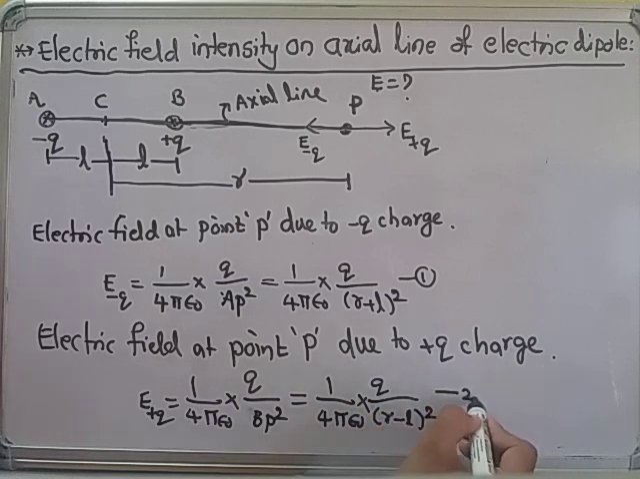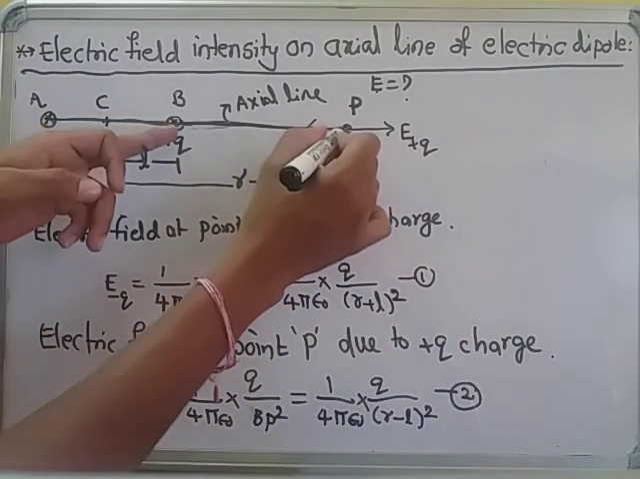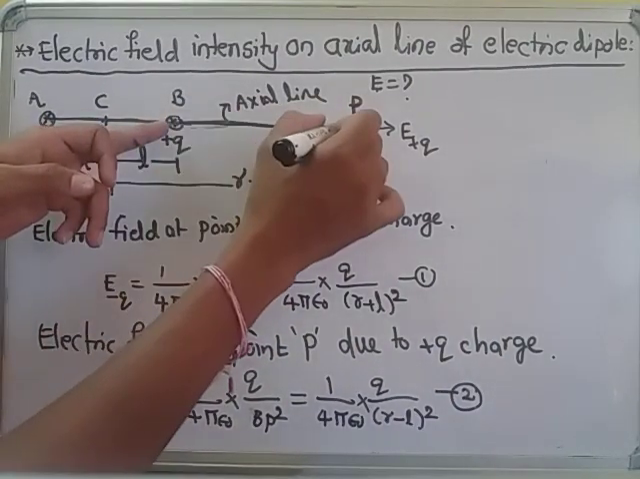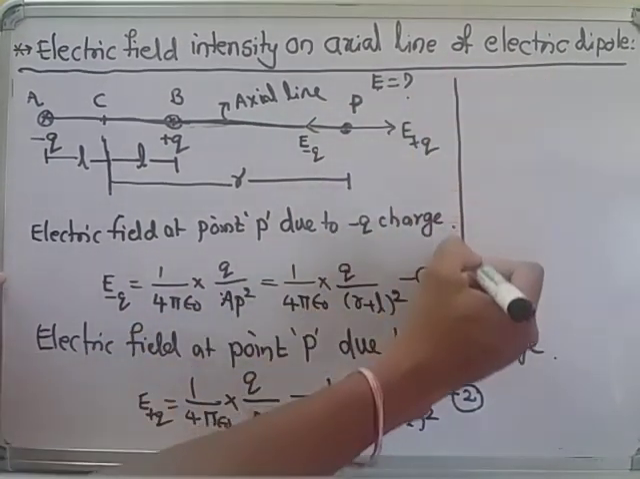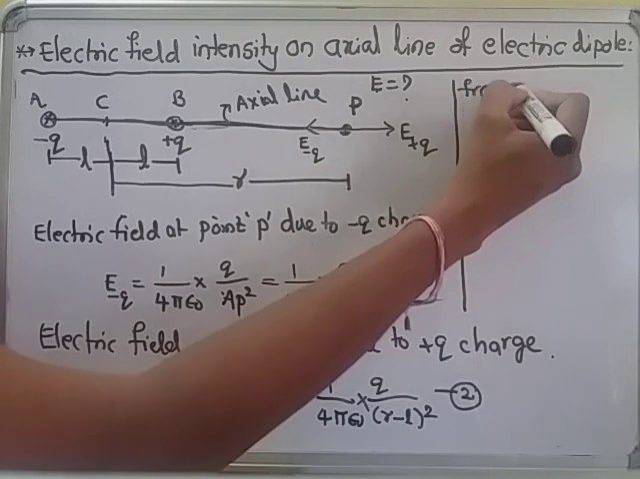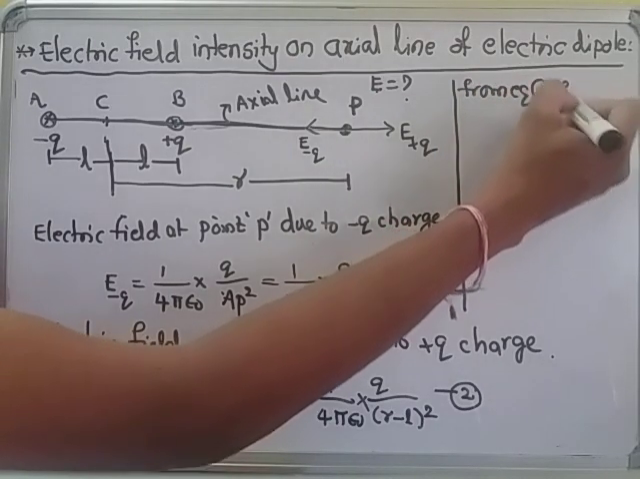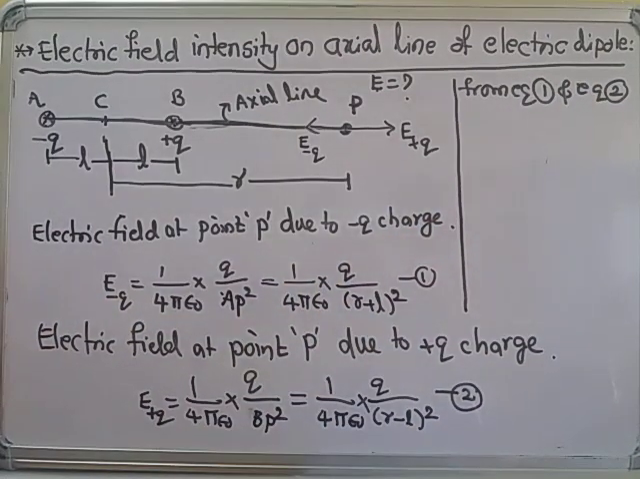From equations 1 and 2, can you tell, here plus q is near to the point P, so the charge effect is more. That's why from equations 1 and 2 we can directly tell which is more and which is less.